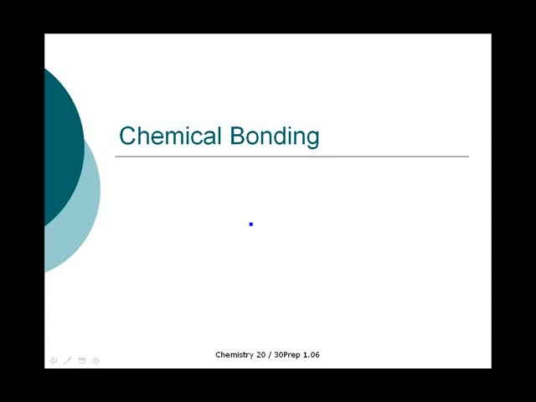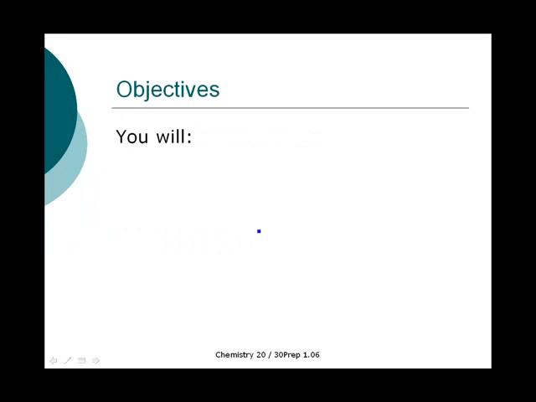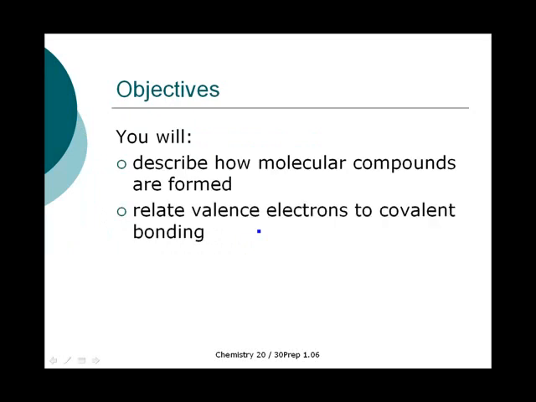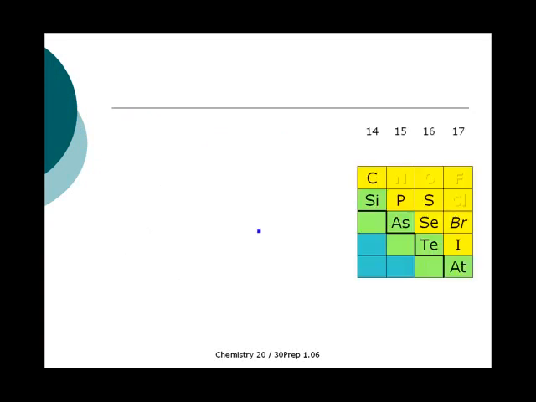Welcome back to another lecture on chemical bonding. This lecture is on covalent bonding, and it's in your textbook, pages 22 through 27. By the end of this lecture, you'll be able to describe how molecular compounds are formed. You should be able to relate valence electrons to covalent bonding, and you'll be able to draw Lewis structures of molecular compounds.